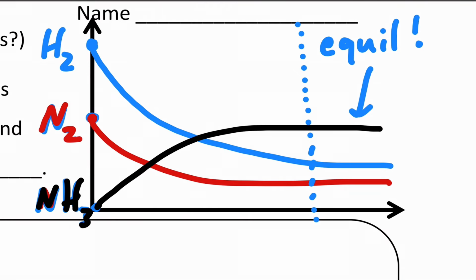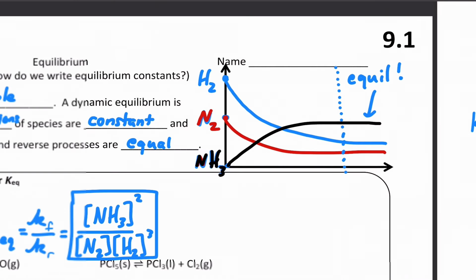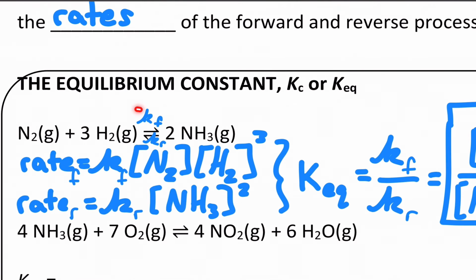The rates were different in the beginning because that's the slopes of the tangents. But here the rates are equal. I mean, they're all flat at this time. It looks like they're not even changing concentration versus time, but actually there is a dynamic equilibrium. There is a forward reaction and an equal reverse reaction.